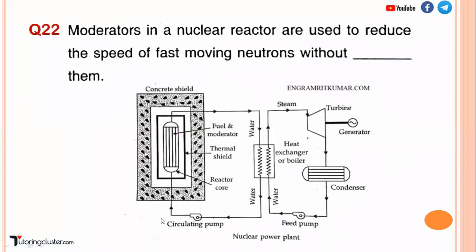Question number 22. The moderators in the nuclear reactor are used to reduce the speed of fast moving neutrons without absorbing them. Now, the figure which you are seeing here is a schematic of a nuclear power plant.